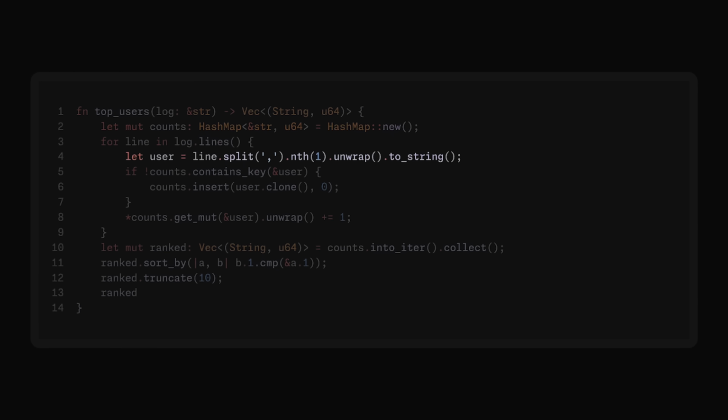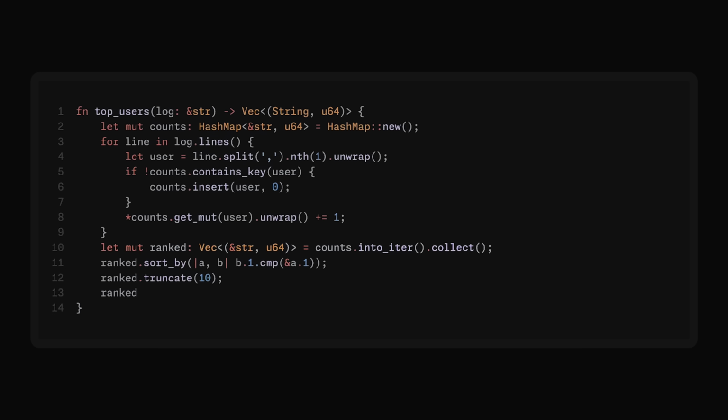On line 4, the toString is gone. User is now a string slice itself. The clone gets dropped as well. And because the key is already a reference, the ampersands in front of contains key and get mut are no longer needed either. Nothing in this loop allocates memory anymore. The ranked list uses those same string slices, so it becomes a vector of string slices too.